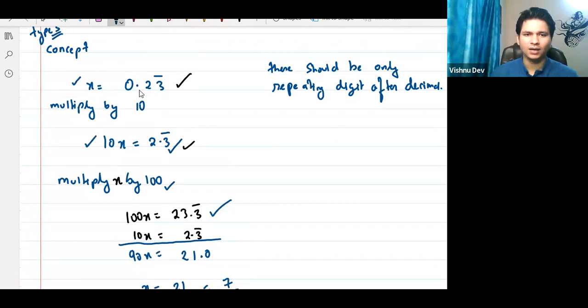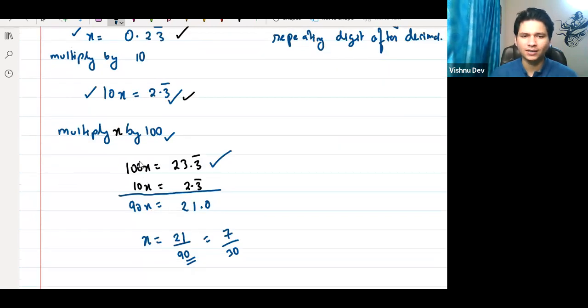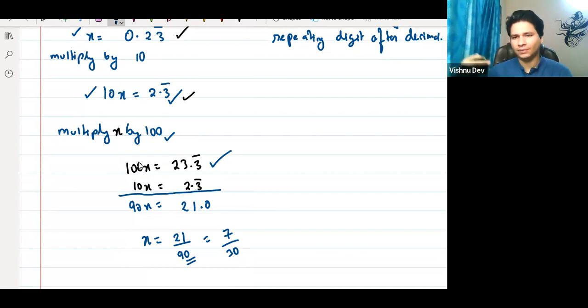But x does not have only repeating digits after the decimal. It will have the 2 also. But 10x has only repeating digits after the decimal. So I will subtract 10x from 100x. So 10 apple will be subtracted from 100 apple, because we have to shift the digits, Aditya. That is why you have to think. That is the basic question: why are we multiplying by 10? Because we are shifting the decimal places, right? Yes or no? That is why we are multiplying by 10 and 100. Tell me, everyone got this?